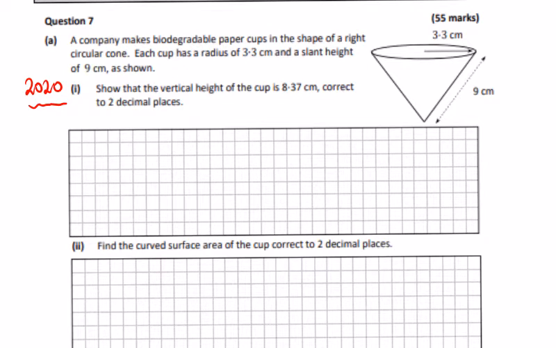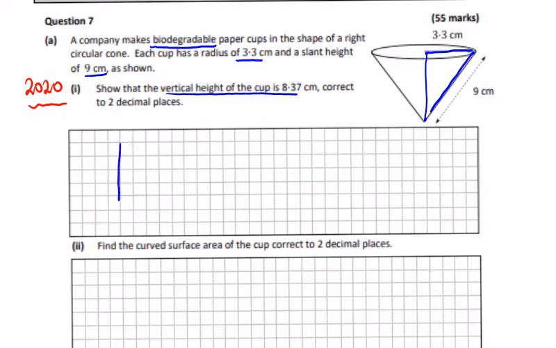2020 question 7. We're given this diagram of a cone, and it's a biodegradable paper cup in the shape of a right circular cone. Radius 3.3, slant height 9. Show that the vertical height of the cup is 8.37. This height here. So we just got a right angle triangle here. So it's just Pythagoras for part A.